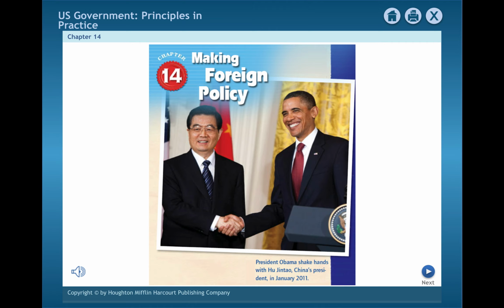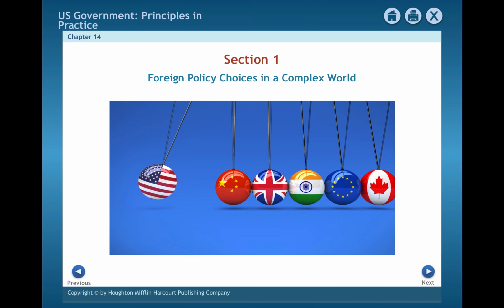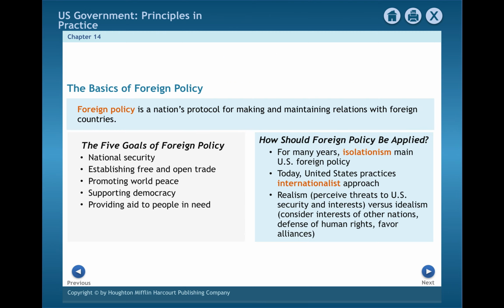The quiz this week has a total of 15 questions, and section 1 in this lecture will have a total of 4 questions, okay? So let's get started. This section is discussing making foreign policy and the basics of foreign policy. To get started, foreign policy is a nation's set of plans and procedures for dealing with foreign countries.